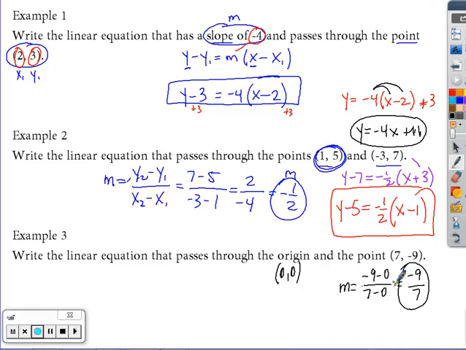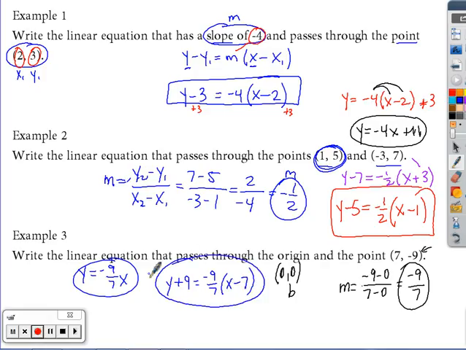We don't want that. Okay, so we're just going to use either our origin that tells us the y-intercept of 0, or our point for point slope form. That's up to you. If you use the origin, you'll have y equals -9/7 x plus 0, so we don't write that. Or if you use point slope form, you would have y minus -9, so that's plus 9, equals -9/7 times (x minus 7). Both of these are the same answer written in different forms, slope-intercept and point slope.